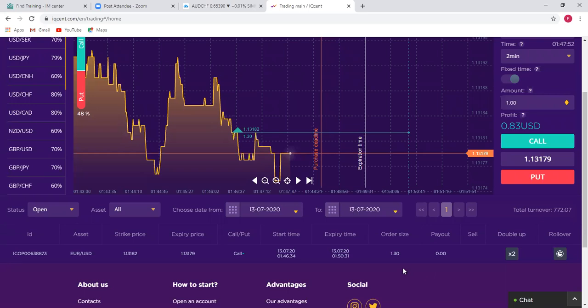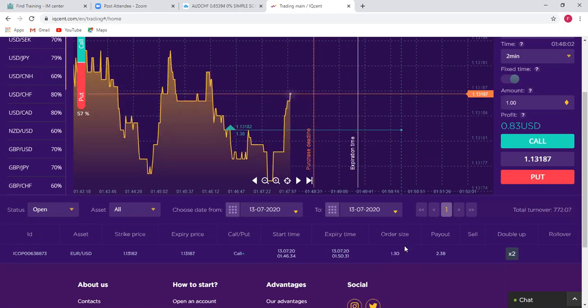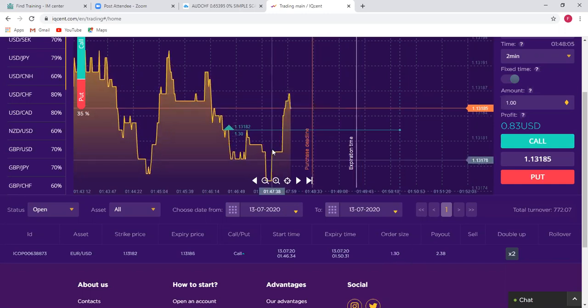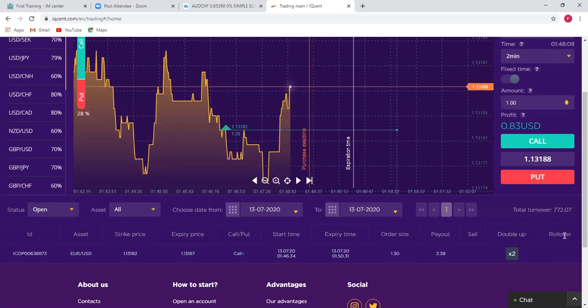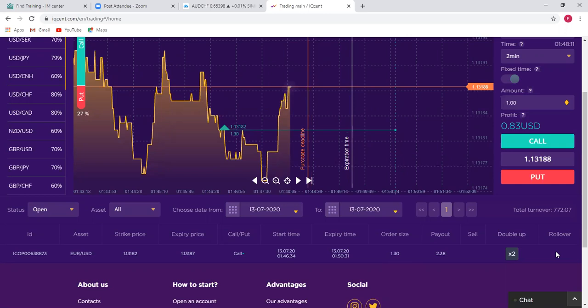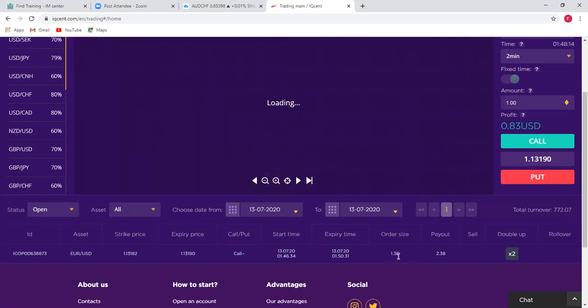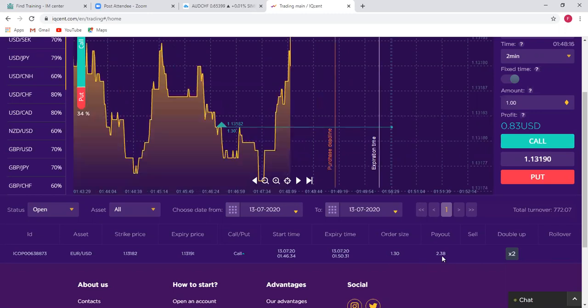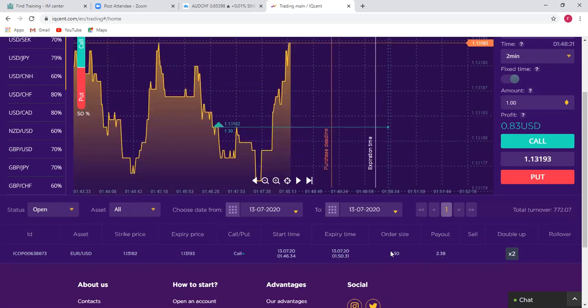So what I'm saying is I actually placed this trade with $1. So it's a $1 trade. When I noticed the trade was going against me and I needed to roll over, I came down under here. My rollover button is usually under here, and I hit my rollover button. I bought extra 2 minutes, and my order size increased from $1 to $1.30.